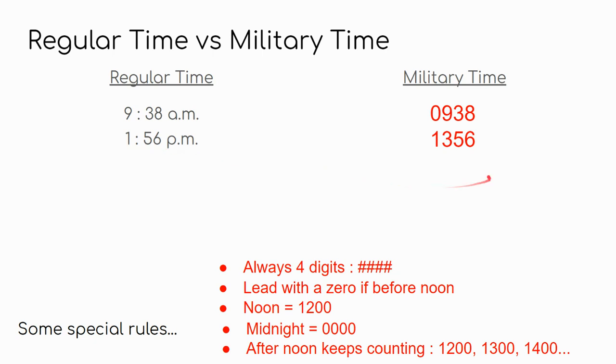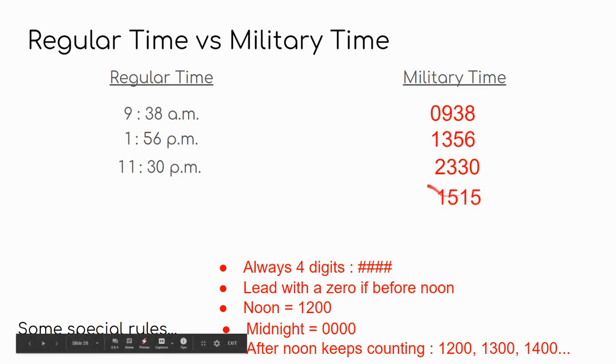1356. Because 12 would have been 12 noon. 13 would have been 1 o'clock. 11:30 p.m. Okay, I'm 11 hours past noon, so I'm at 2330. 2330. Okay, what if I told you 1515?